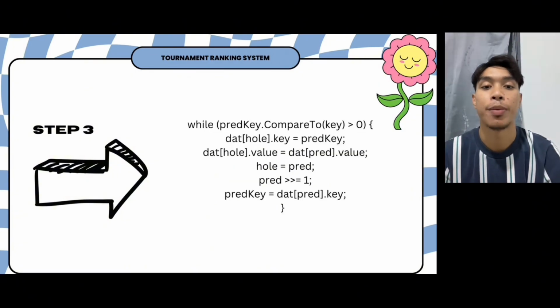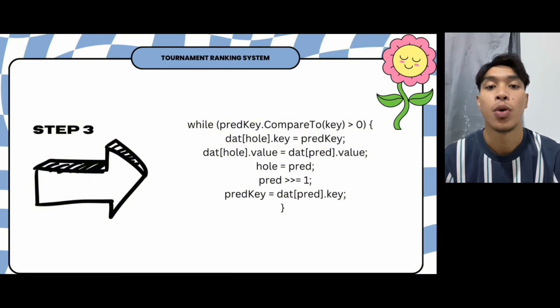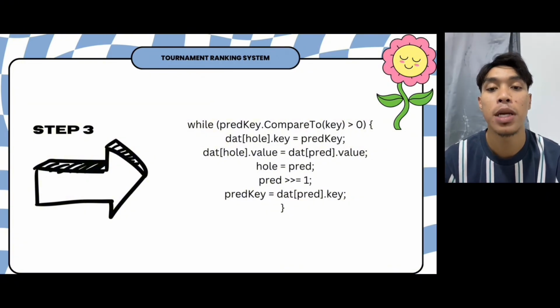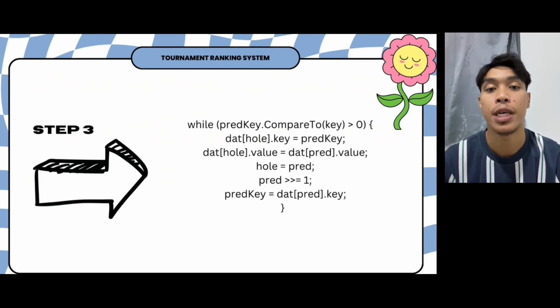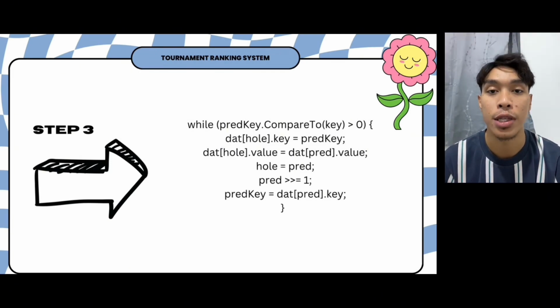The heart of the method is the while loop, which restores the heap property by bubbling up the new element if necessary. We compare the parent key, which is the pred key, with the new key. If the parent's key is greater, the parent violates the heap property. In that case, we move the parent down into the hole. The hole moves up to the parent's position, and we repeat the process with the new parent. This process continues until we find the correct position for the new element.